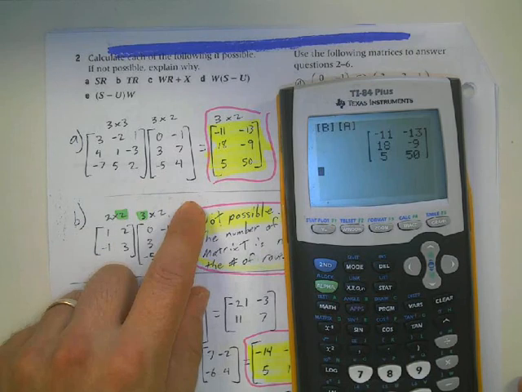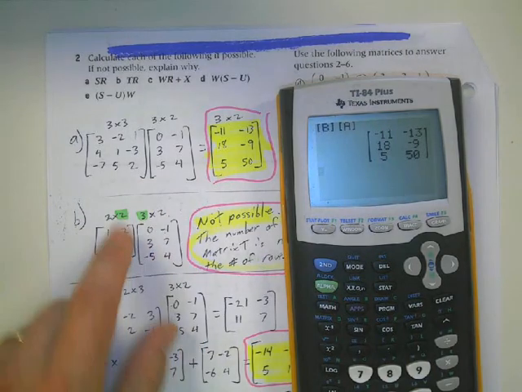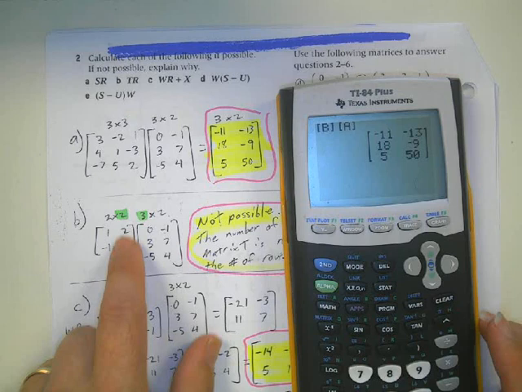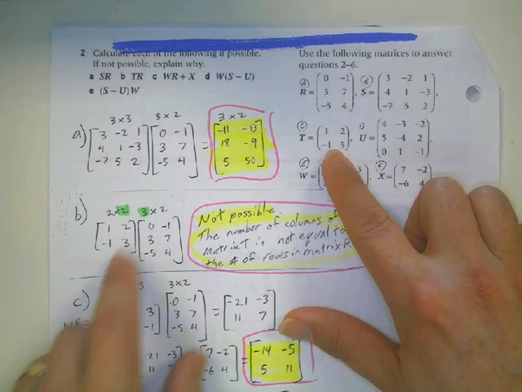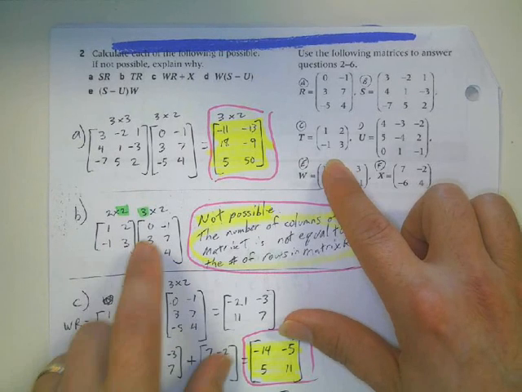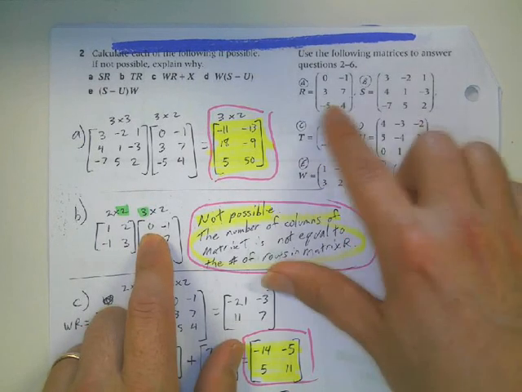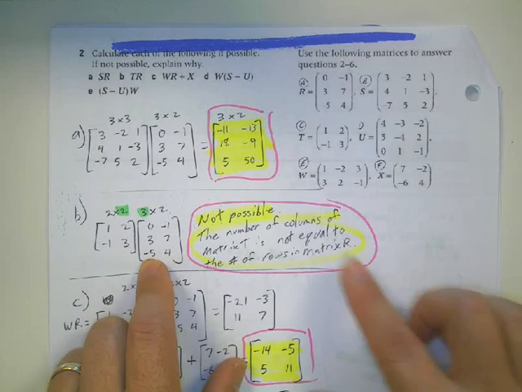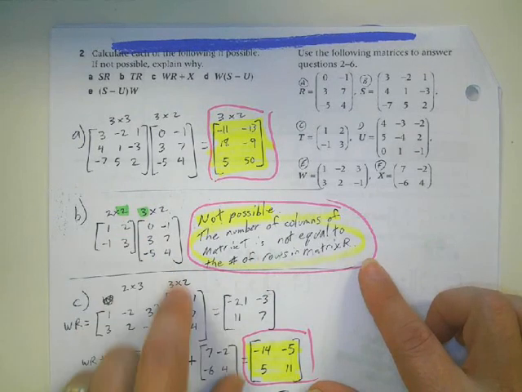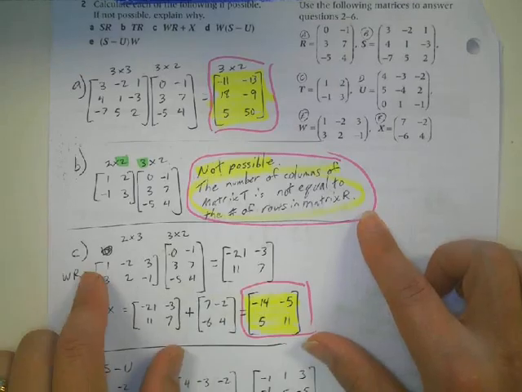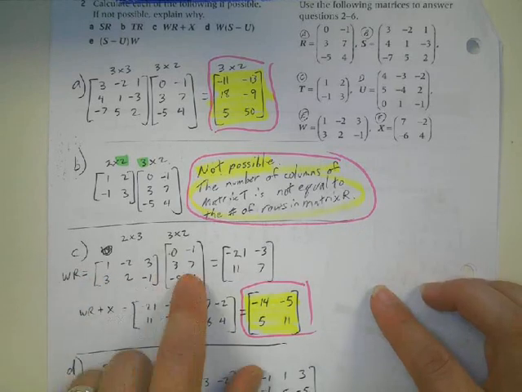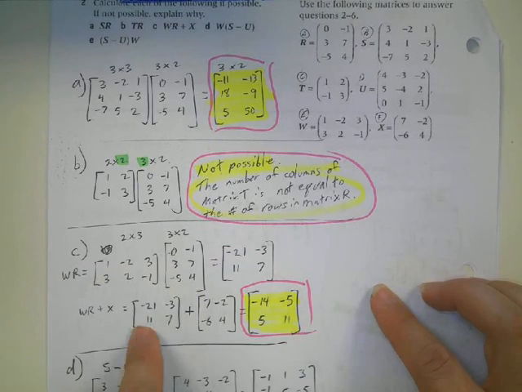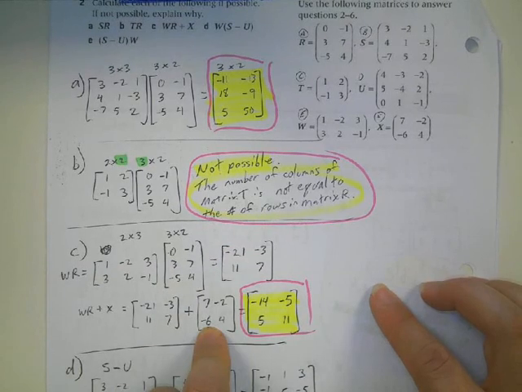And then T and R. So matrix T is a 2 by 2, and matrix R is 3 by 2. So that's not possible. Okay. W, R, and X. So if I multiply W times R, I'm going to get this guy. And if I add this guy plus this, I'm going to get this value. Okay. S minus U.